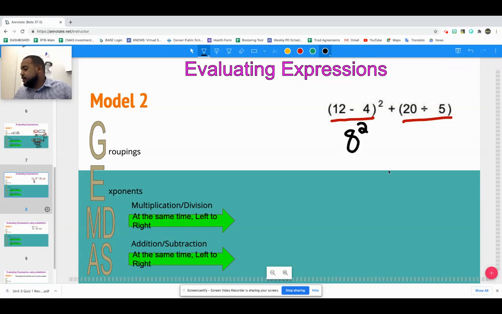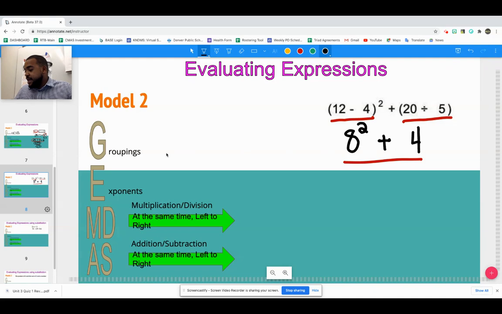So it's 8 squared. I have 20 divided by 5, which is 4. So now I have, bring down the plus sign because I have not used that, 8 squared plus 4. This is a brand new expression that I need to refer back to my order of operations to determine what math do I need to do next? Do I need to get rid of my exponent, or do I need to add 8 plus 4?